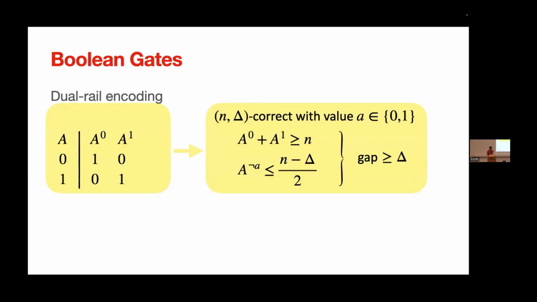Okay, and let's say now the A0 and A1, this dual rail encoding, are the output of a gate. We introduced what it means to be n delta correct. More or less, it means that both of them together have a non-trivial size bigger than n, and the delta is bounded, so the gap is at least delta.